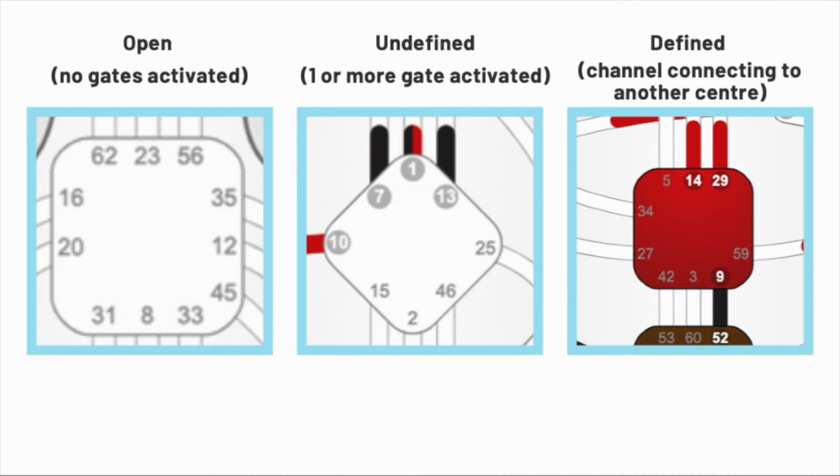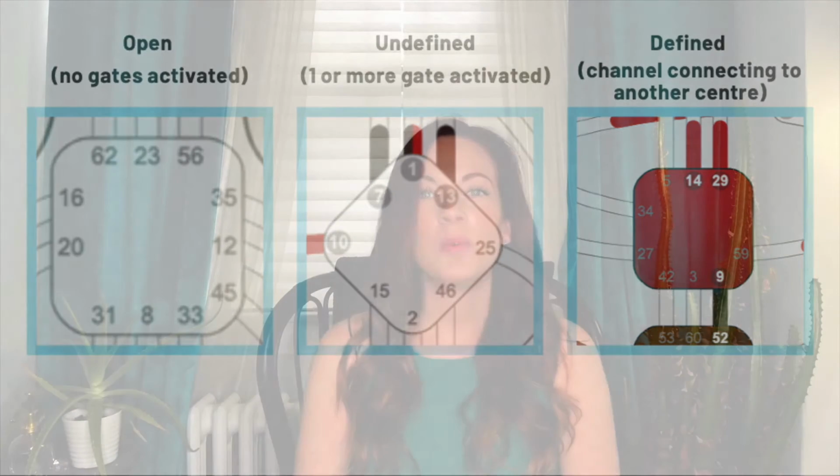When the shapes are colored in, we say that they're defined, and when they're white, they're either open or undefined. An open center means that there are no gate activations, so the little lines that are coming off the center, those are gates. If there's none of those, it's open, and if there are a couple of those but there's not a channel, then it will be undefined.